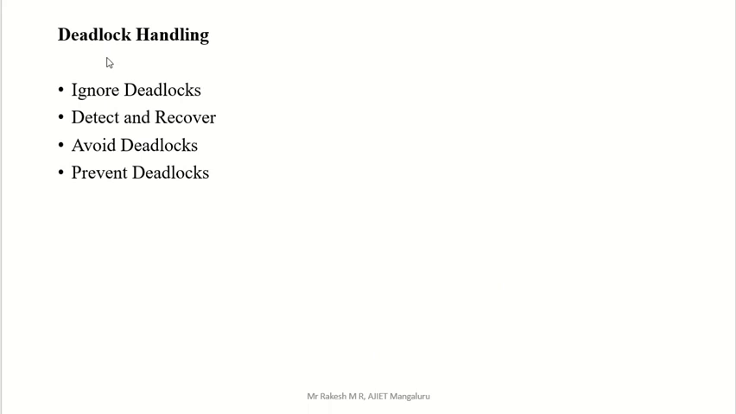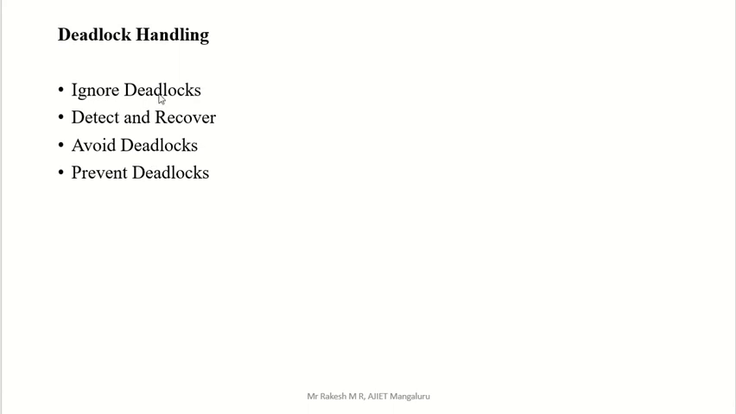One is ignore deadlock. Either we have to ignore that, or we have to detect that deadlock and then recover from that. Avoid deadlock. We have to avoid deadlock and we have to prevent deadlocks. So there are four things given here.